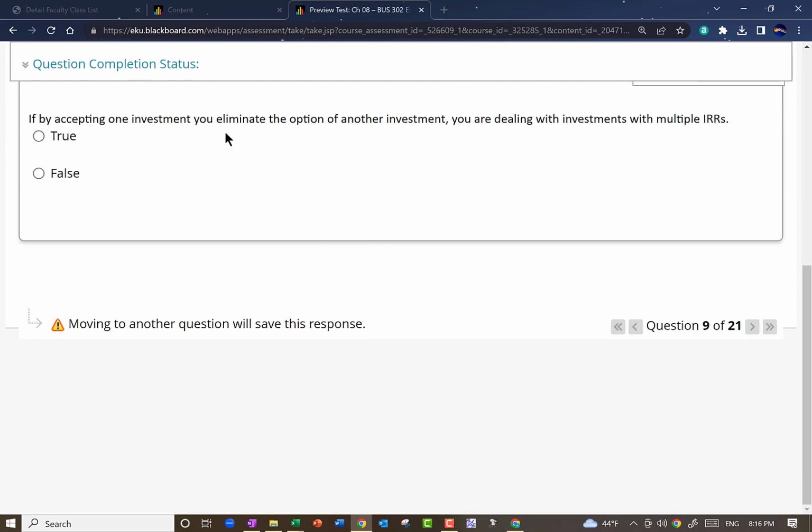If by accepting one investment you eliminate the option to another investment, you are dealing with investment with multiple IRRs. Is that true or false? No. This is case of mutually exclusive investments. Multiple IRR simply means there are multiple solutions to the equation that defines IRR. That's all there is to it. Obviously, if you have two projects, each have their own IRR, but that's not the problem of multiple IRR.